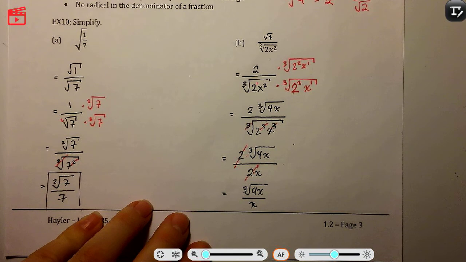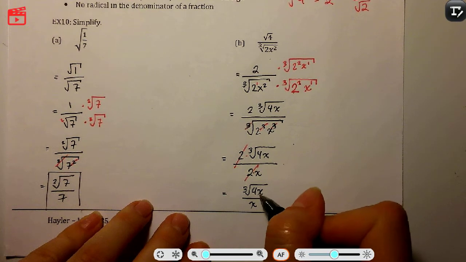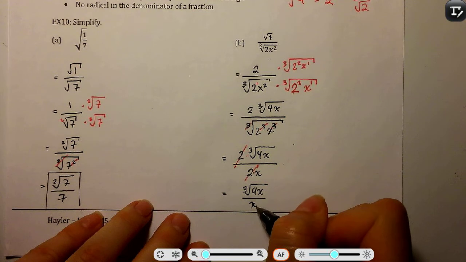Let's see, do we have any fractions and radicals? No. Do we have any perfect cubes inside here? No. Do we have a radical in the denominator? Nope, all good. Okay, we're done.